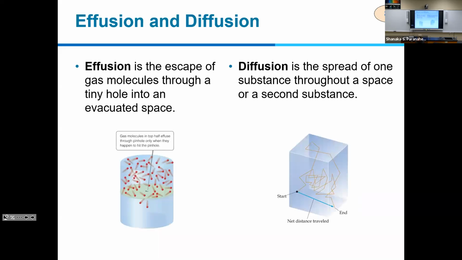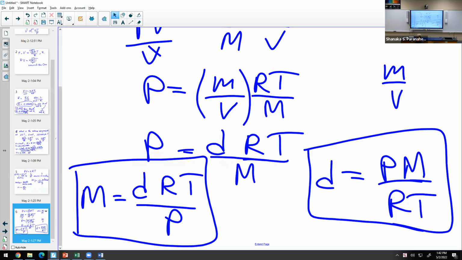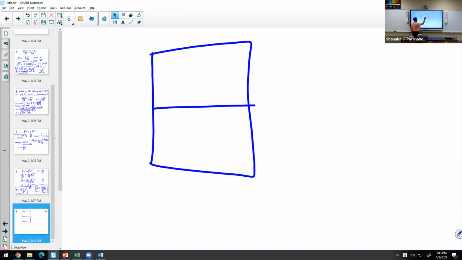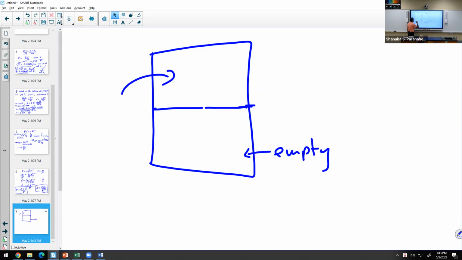Several examples: effusion and diffusion. The meaning of these two words. Effusion is the escape of gas molecules through a tiny hole into an evacuated space. So let's say there's a container divided into two compartments with a tiny hole. This region is empty. And if we fill a gas into this, like hydrogen gas, there are hydrogen gas molecules.